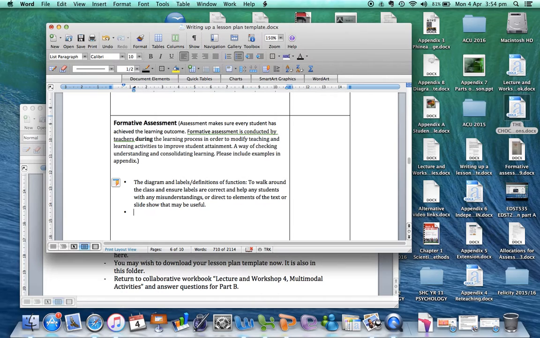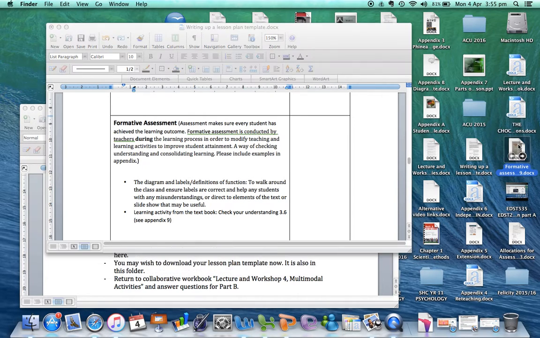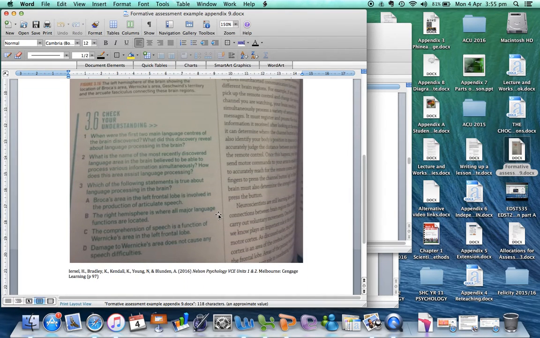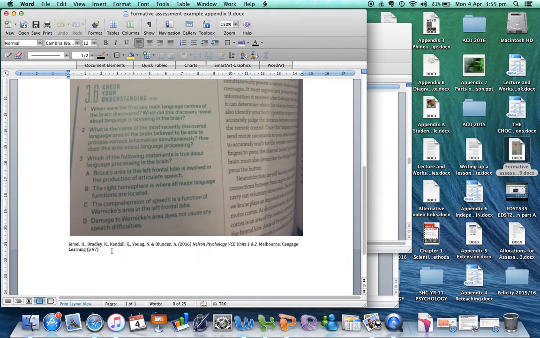Secondly, some formative assessment that I may use is a learning activity from the textbook. The textbook, and check your understanding 3.6 or whatever it is, and then I would also have it in the appendix. I'd see appendix 9. So what I have here is a very poorly photographed part of a textbook. Your photograph will be far more beautiful than my photograph, but I've also included the reference and the page number there. That's really, really important.